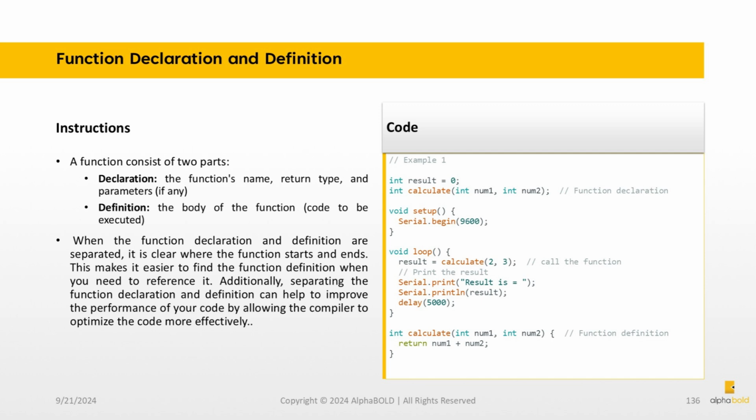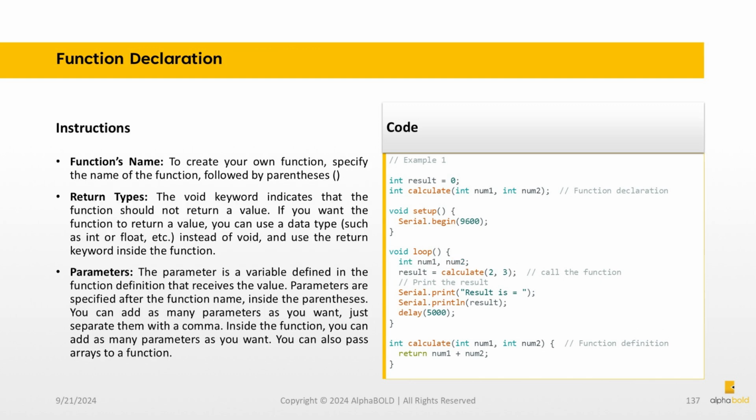When the function declaration and definition are separated, it is clear where the function starts and ends. This makes it easier to find the function definition when you need to reference it. Additionally, separating the function declaration and definition can help to improve the performance of your code by allowing the compiler to optimize the code more effectively.